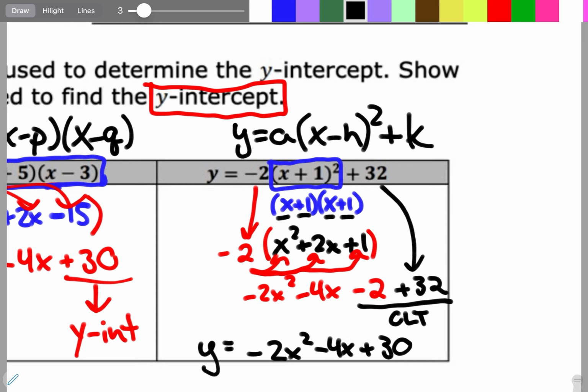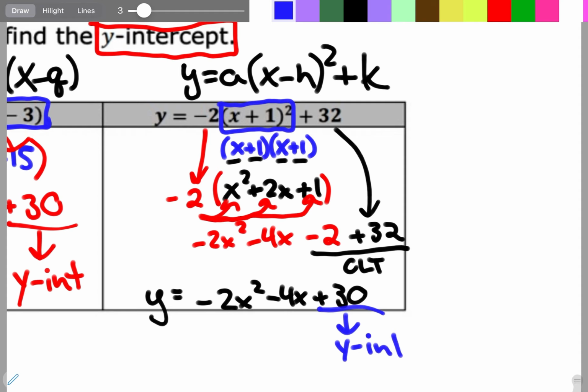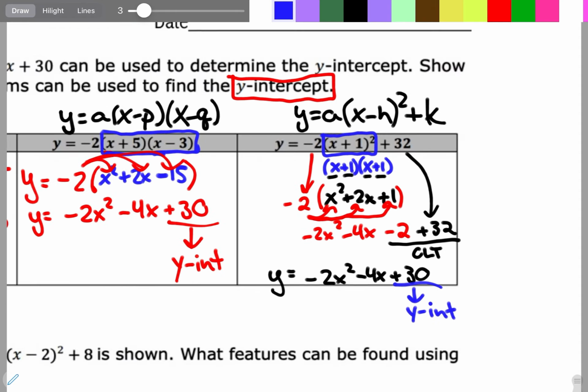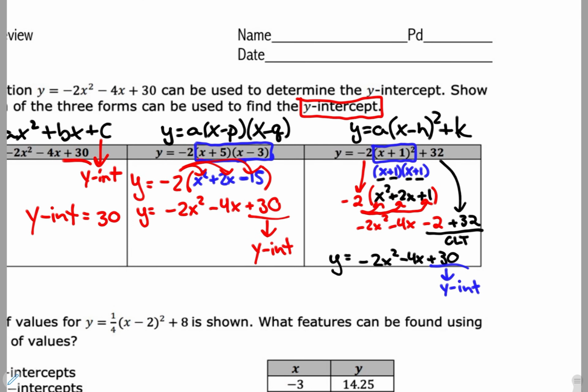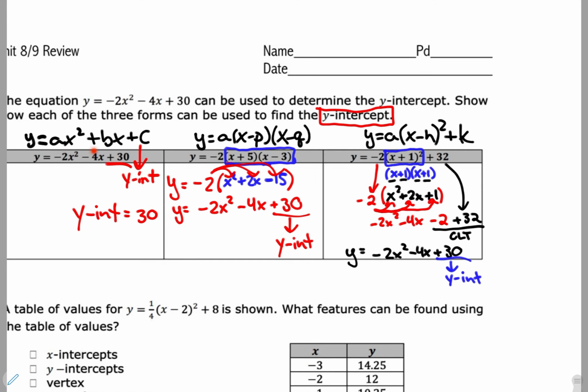And guess who's all the way on the back end? Your y-intercept. So imagine these three problems are exactly the same. They just were in different forms, but once you change them all to standard form, you can see that they are all equal: negative 2x squared minus 4x plus 30. Easy money.